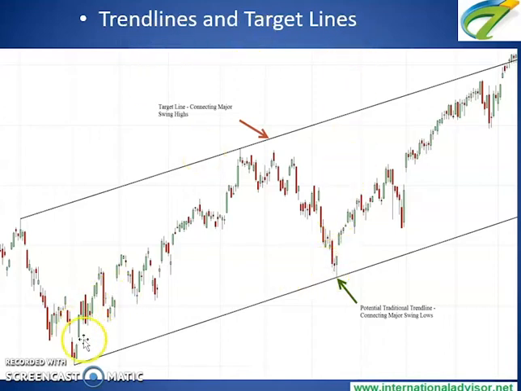This is, if we buy here, we are targeting the price to come to this level to exit, whatever our strategy could be. But in such a move which is upward sloping, this is the trend line and this is the target line.